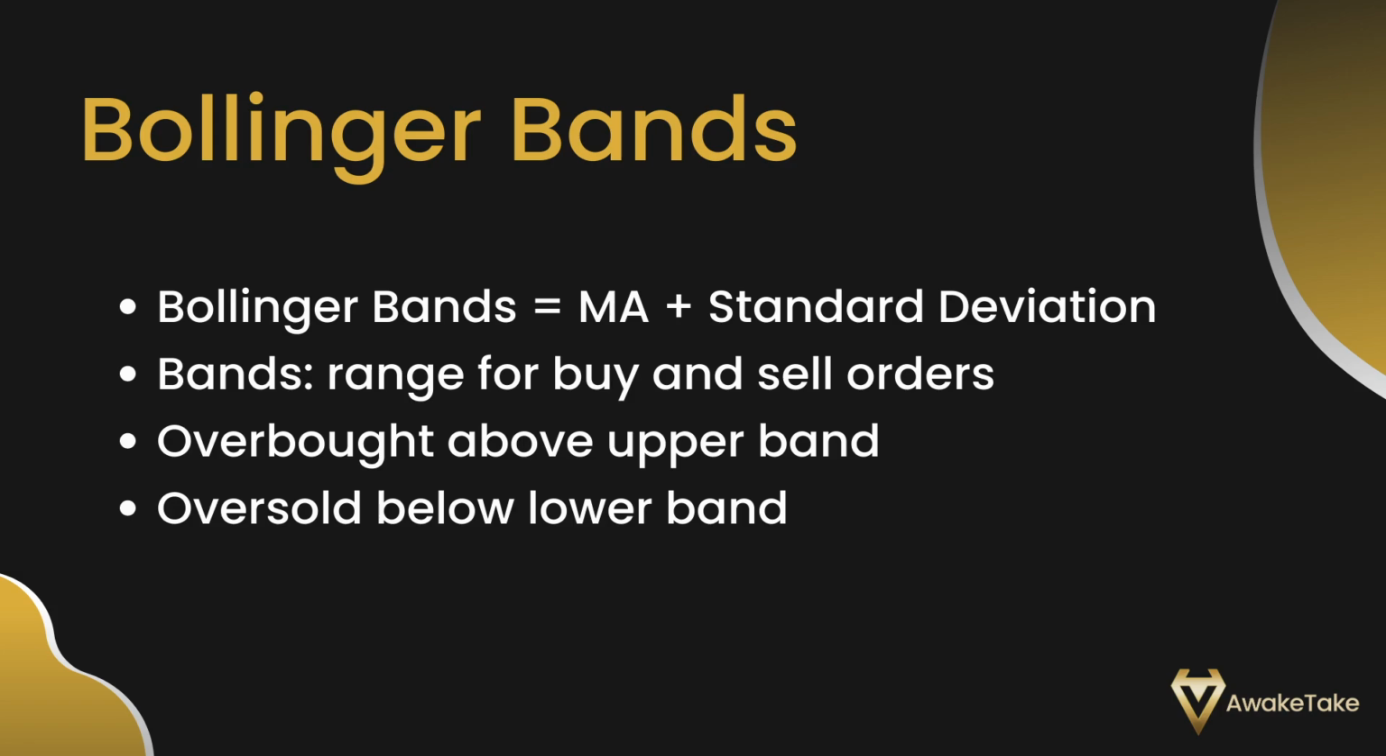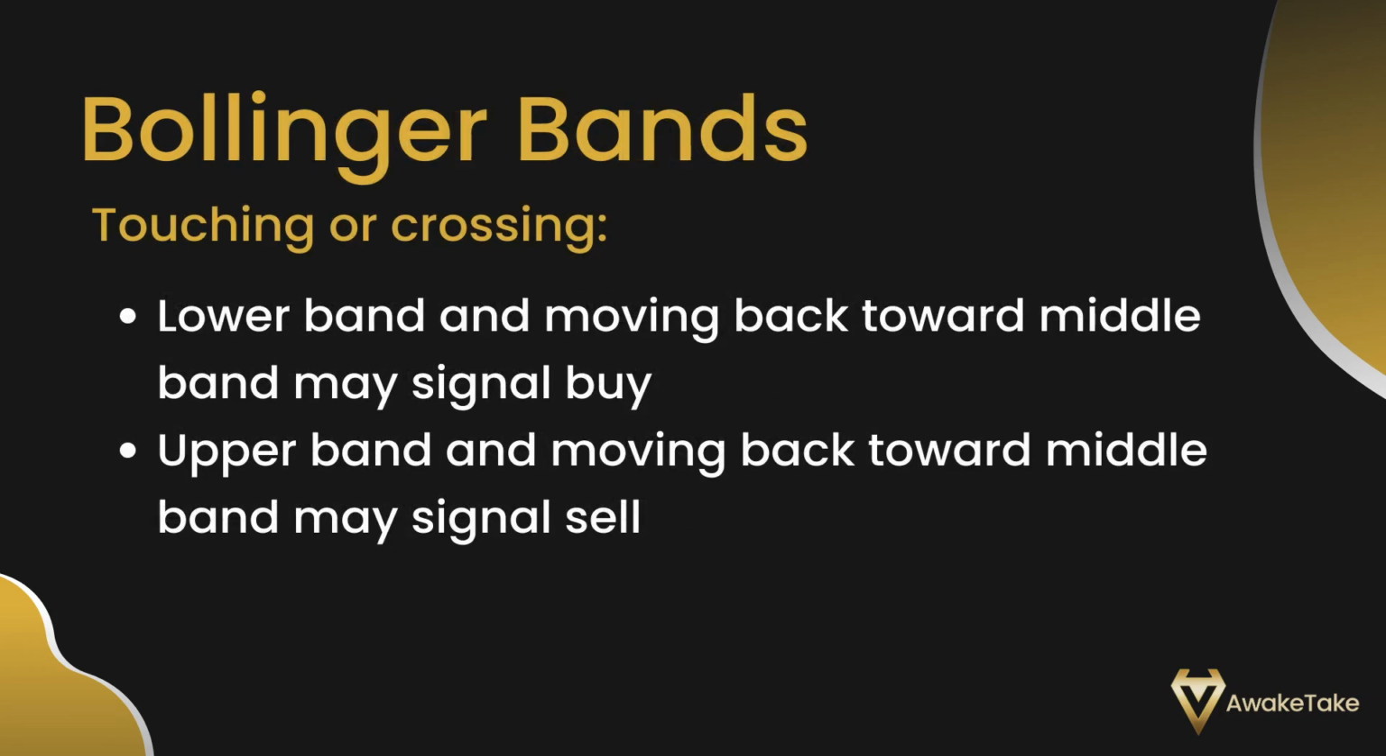There are multiple ways to read them. When the price goes above the upper band, it is considered overbought, and oversold below the lower band, which means that there can be a reversal. When the price touches or crosses the lower band and then begins to move back towards the middle band, it may be a signal to buy. When the price touches or crosses the upper band and then begins to move back towards the middle band, it may also be a signal to sell.